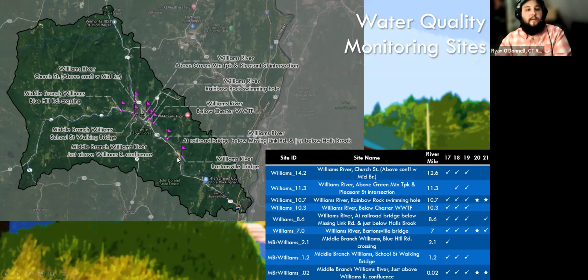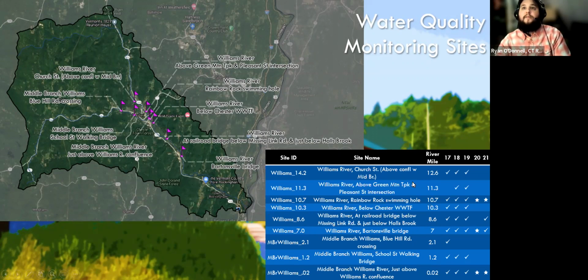So you can see our pink flags are our sites. They're labeled. In the past 5 years, we haven't really monitored downstream of the Bartonsville Bridge. We used to have some sites lower down. We had one in Herrick's Cove, but that water is mostly still, and so maybe wasn't what we were looking for. And then we had another one under a bridge, I forget what it's called, but the access got too dangerous to sample consistently. So we're mostly focused in kind of this middle area.